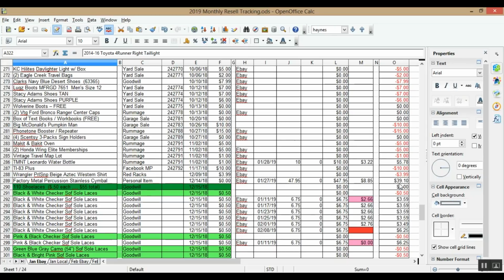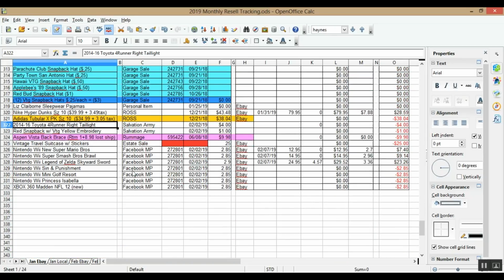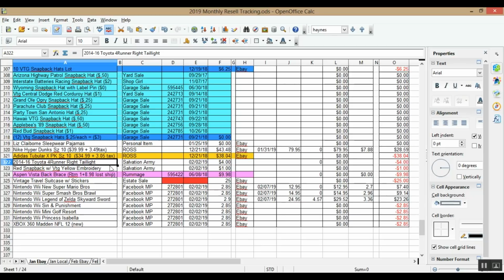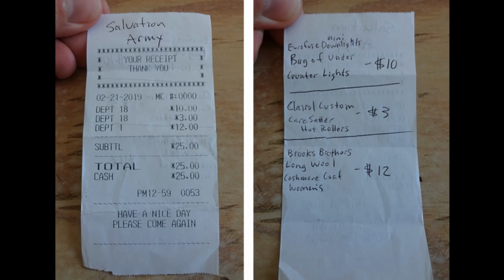Okay. So anyway, that's just how I keep track. On this right here, the taillight I got at Salvation Army, I kept the receipt. Like if I buy something at Ross, or at Goodwill, I just keep those receipts. But on the back of the receipt, I will write exactly what I bought, because many times it will just say housewares or automotive or men's shoes, but it doesn't say what it is. So on the back of the receipt, I write exactly what it was and how much I paid for it.